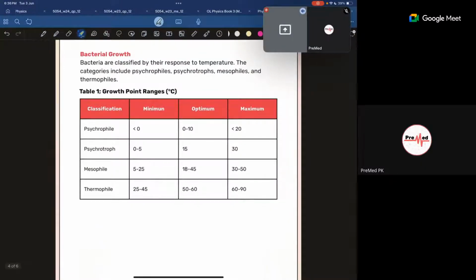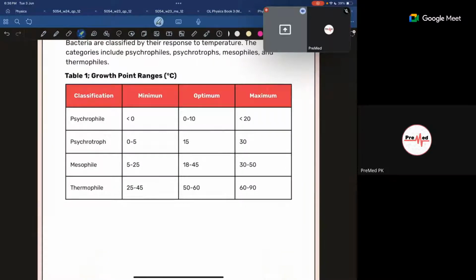So the first table is based on their growth ranges. Psychrophile has a minimum of less than 0, an optimum between 0 and 10, and a maximum of less than 20. The second is psychrotroph that has a minimum of 0 to 5 degrees, optimum of 15, and maximum of 30. While mesophile has a minimum of 5 to 25 degrees, optimum of 18 to 45, and maximum of 30 to 50. And thermophile has a minimum of 25 to 45 degrees Celsius, optimum of 50 to 60 degrees Celsius, and a maximum of 60 to 90 degrees Celsius.